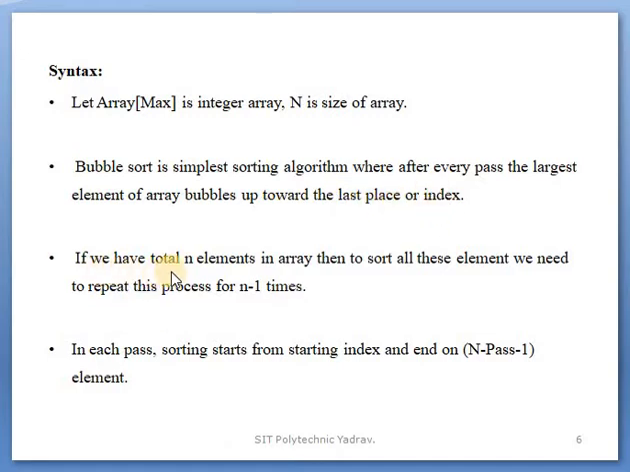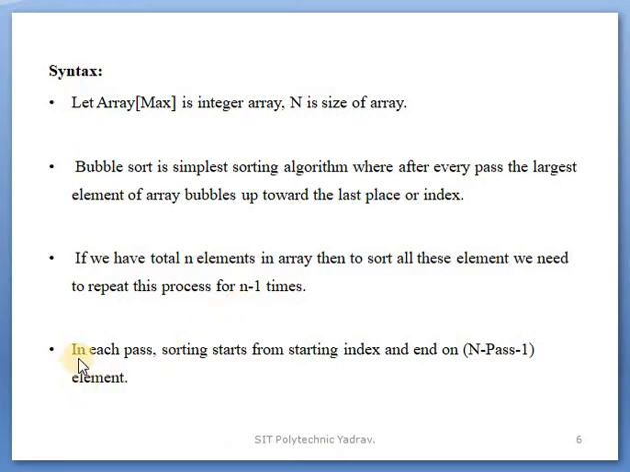If we have a total of n elements in the array, then to sort all these elements we need to repeat this process n minus 1 times. For example, if we input 5 elements in the array, then 5 minus 1, that is 4 passes or iterations are used, repeating the process 4 times because n is 5.